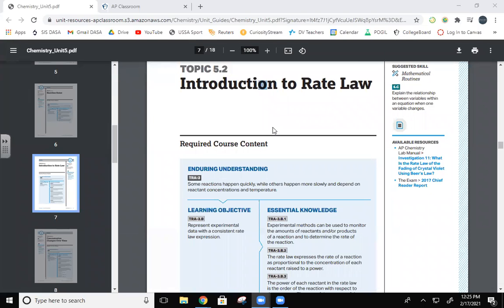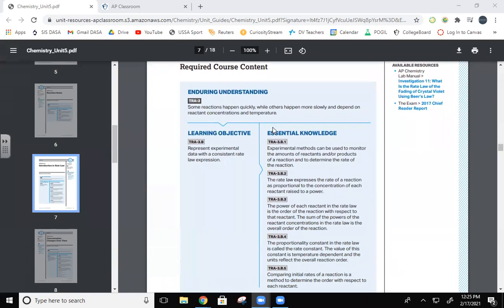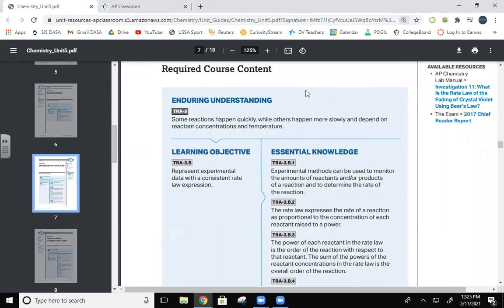All right. Rate law. Experimental methods. All right, so represent experimental data with a consistent rate law expression. So consistent rate means that we just take like the average of the rate over the whole reaction, as opposed to an instantaneous rate.